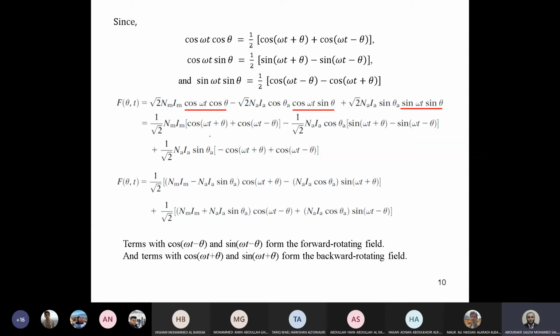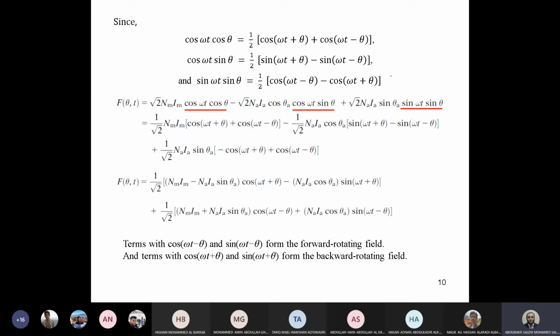By the way, it's not important to derive the equation. It's just to understand what is the result of this theory if we apply the two windings. So the function f of theta and t equals square root of 2 N m I m cosine omega t cosine theta. And we have another part as a function of auxiliary winding multiplied by cosine theta a cosine omega t sine theta, and another third part for the auxiliary winding as a function of sine theta a multiplied by sine omega t sine theta.